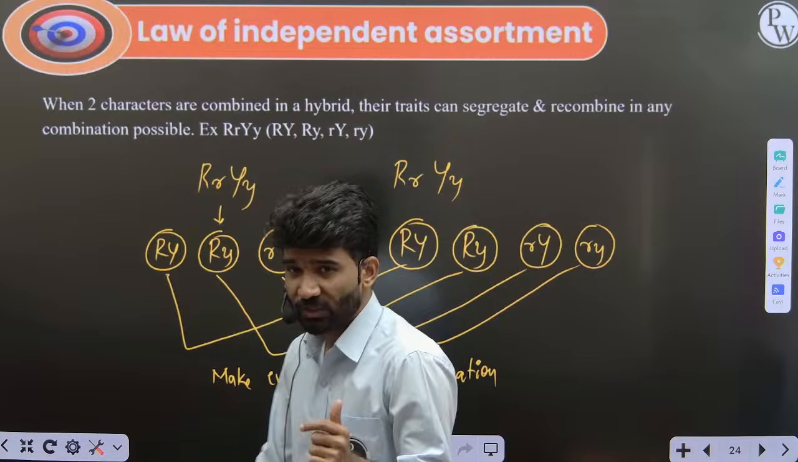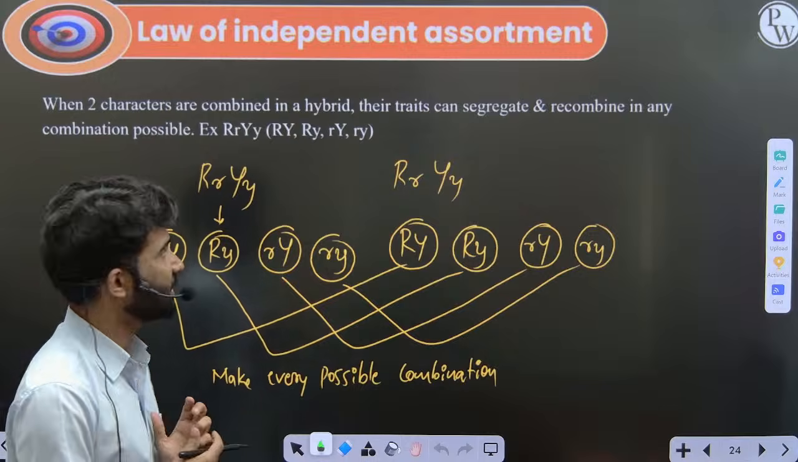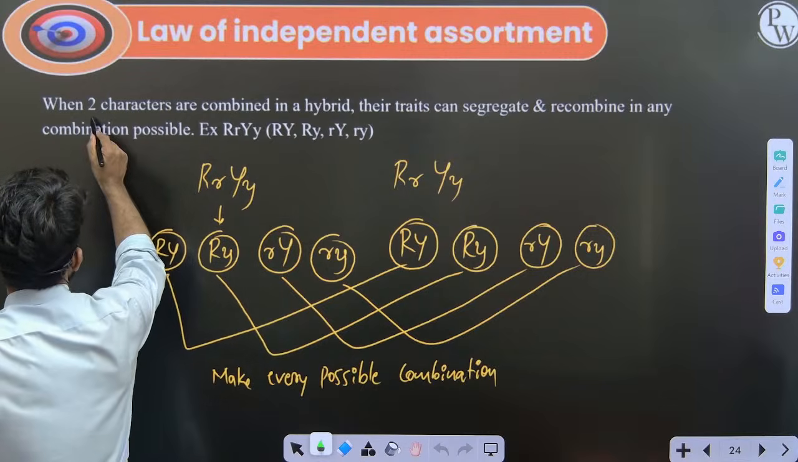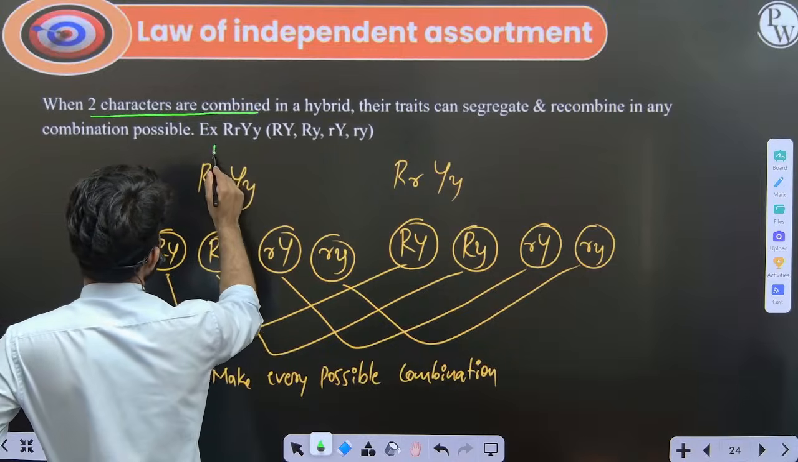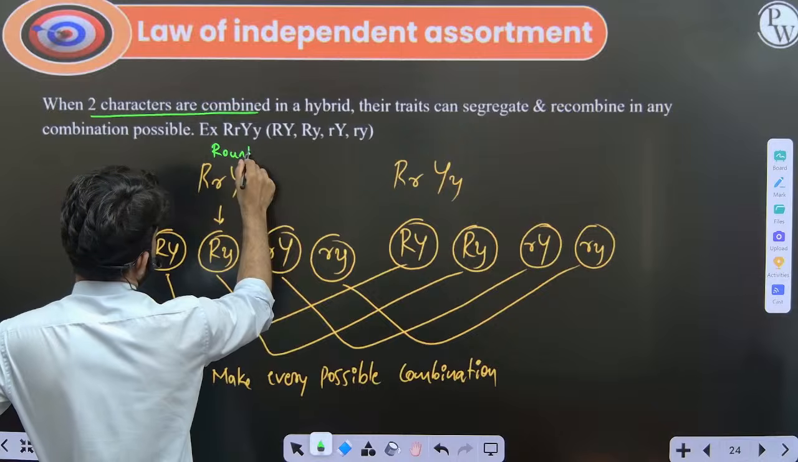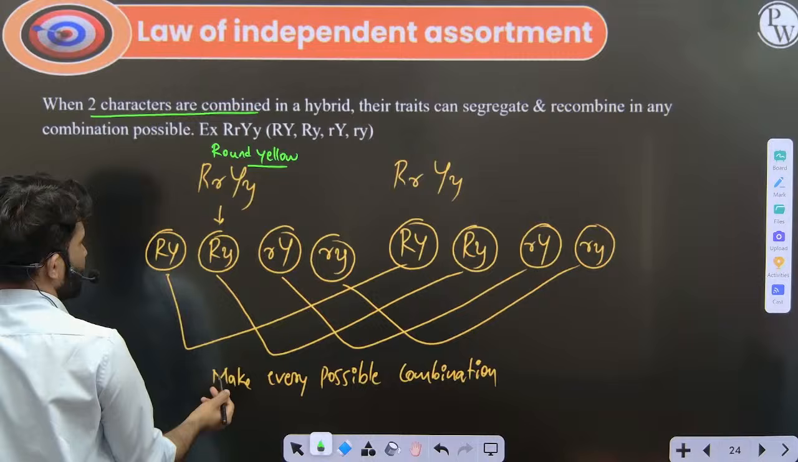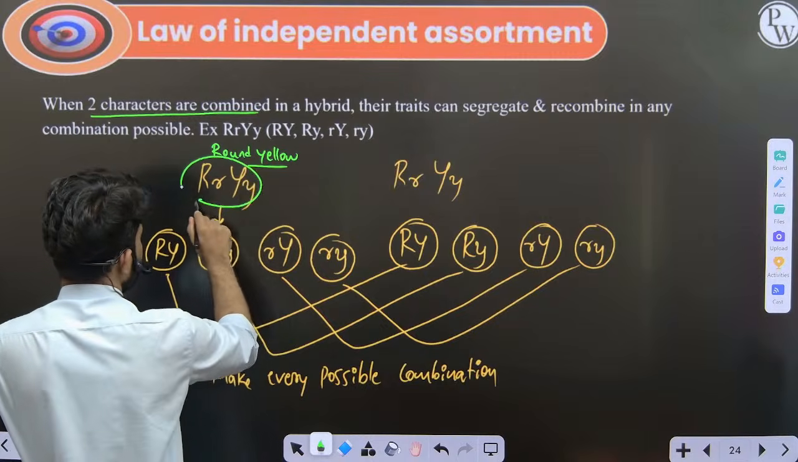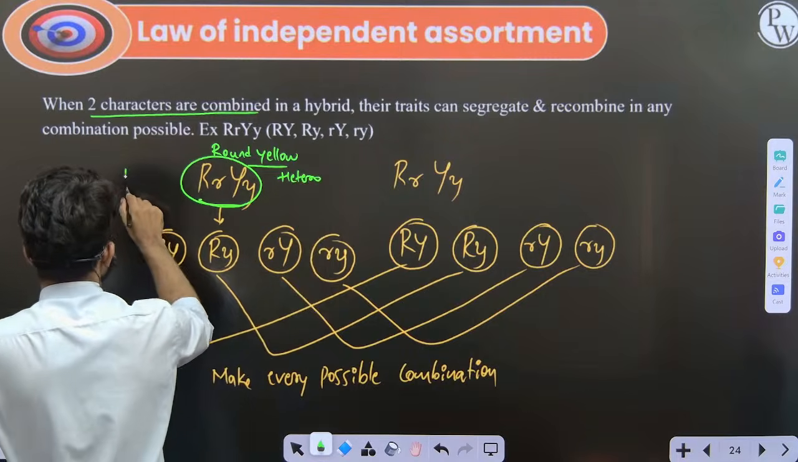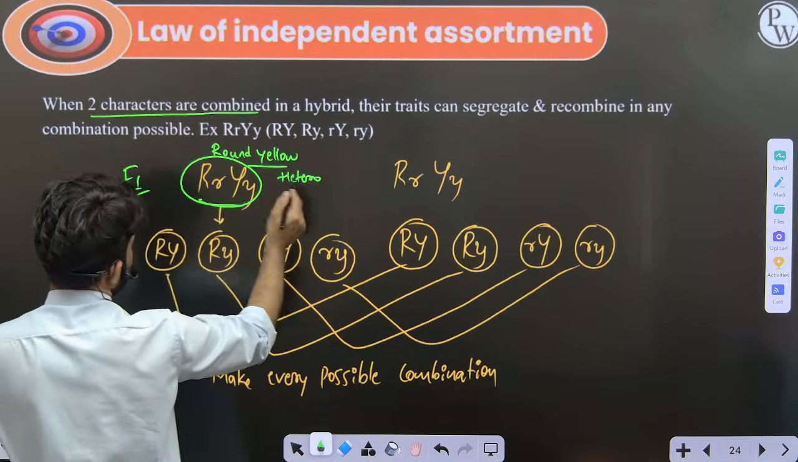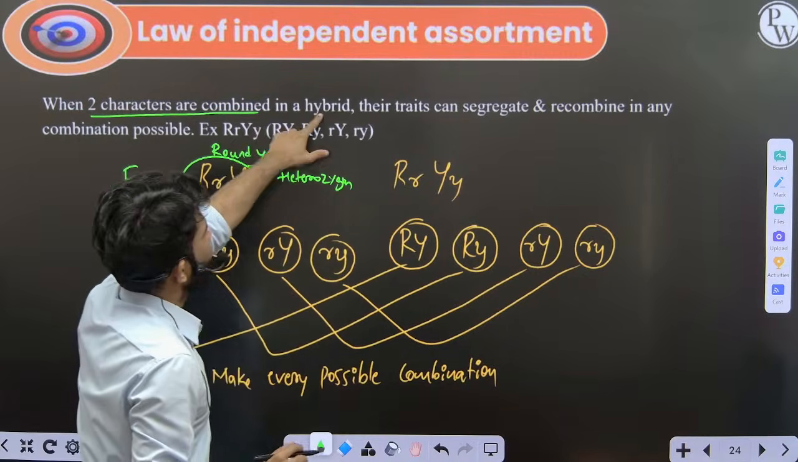The next one is the law of independent assortment. The name itself says what happens here when the two characters are combined. So what happens when, in a dihybrid cross, two characters are combined? One is red, one is yellow. These two characters are combined in a hybrid. So this is a hybrid, right? It is a heterozygous cell. So this is the F1 generation of dihybrid cells. So what we are saying is that two characters are combined in a hybrid.